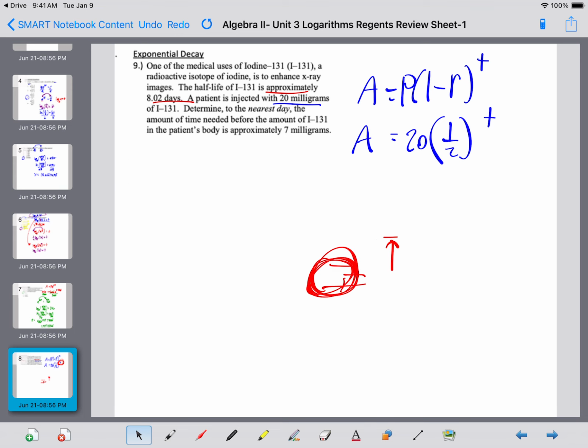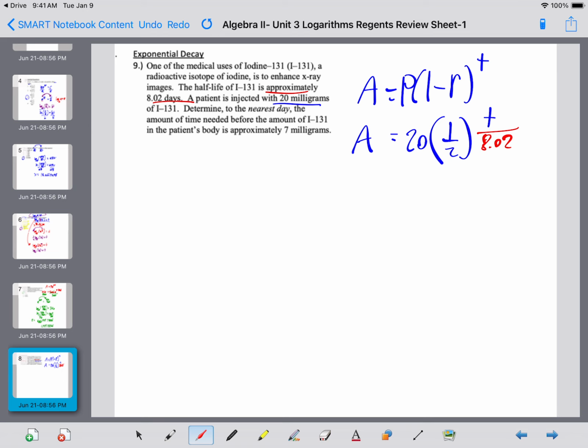So we're going to have to offset it a little bit. So, what I mean is that when the exponent equals 1, we want it to have half. And that's after 8.02 days. So what could you do to 8.02 to make it 1? You could divide 8.02 by 8.02. And then that's your formula. Right? Does that make sense?